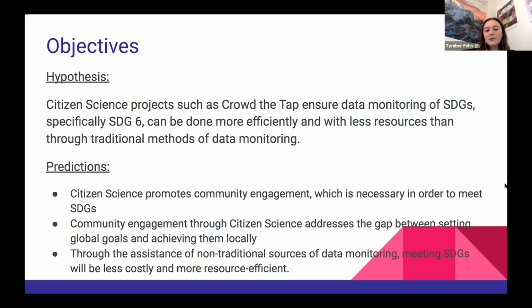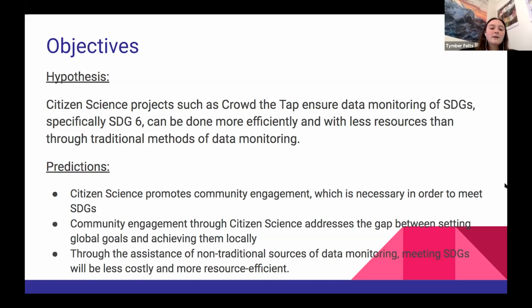For my second one, I said community engagement through citizen science addresses the gap between setting global goals and achieving them locally. This is especially true with Crowd the Tap because property owners are responsible for the private portion of their water service lines and their home plumbing materials. Because of this, public engagement is necessary in order to meet Sustainable Development Goal number 6. Otherwise, many property owners are unaware of where to locate their service lines, and we can't really receive the data if people don't know where to go or if they don't have anywhere to enter this data.